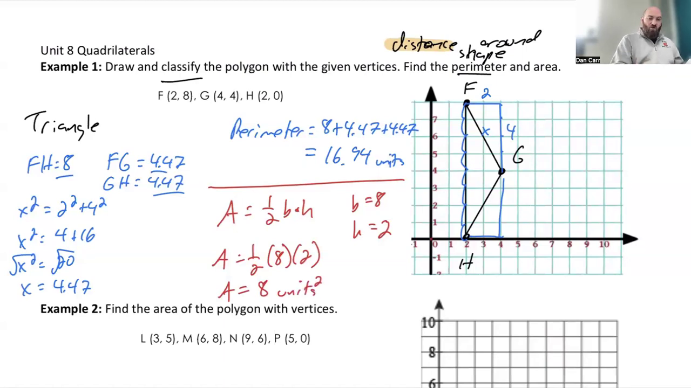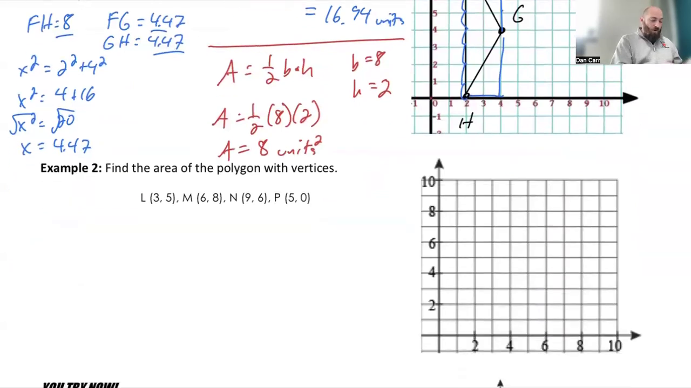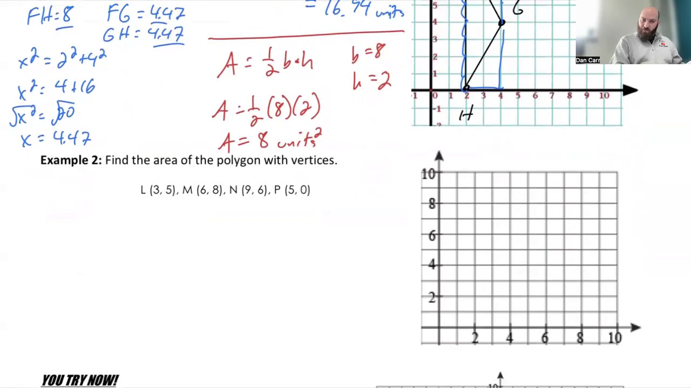Okay, so for the most part, we're going to do a lot of those types of problems. The next one is going to be, I think, a little bit different. So let's try that one out. We've got 3, 5 right here, so that's L. M is at 6, 8. N is at 9, 6. O is at 5, 0.